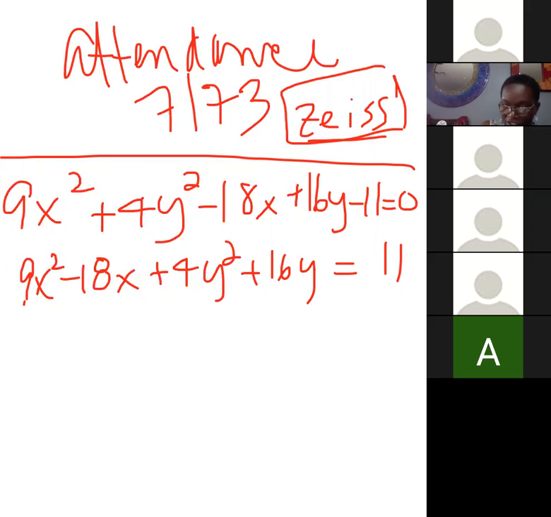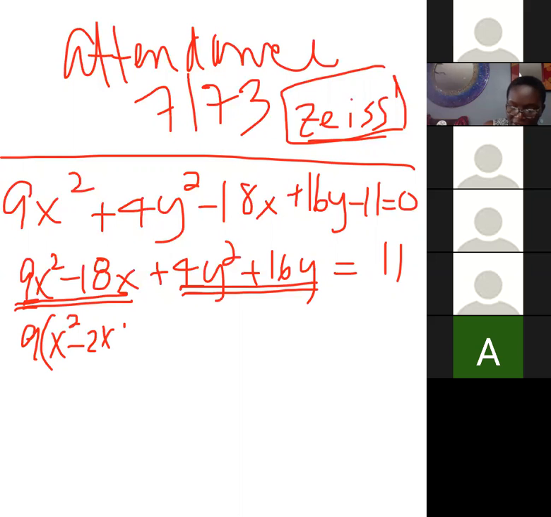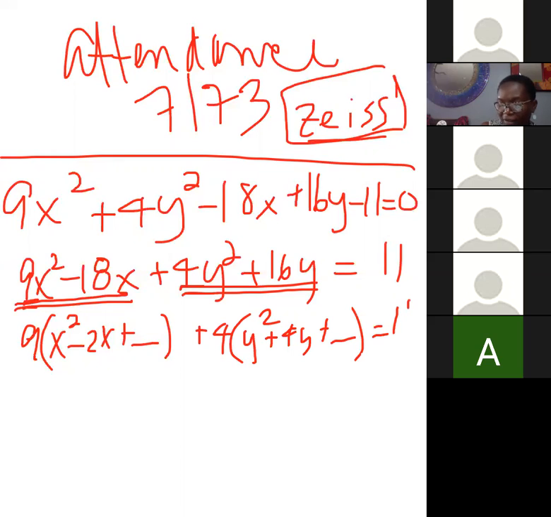Now, in this one, unlike the circles we did in the past, there's a leading coefficient for the x squared and y squared term. So we're gonna have to factor them out. We're gonna factor out a 9. That leaves us with x squared minus 2x. You wanna leave space for when you complete the square. Over here, we're gonna factor out the 4. That leaves us with y squared plus 4y. Leave space for when you complete the square. And then 11 goes there.